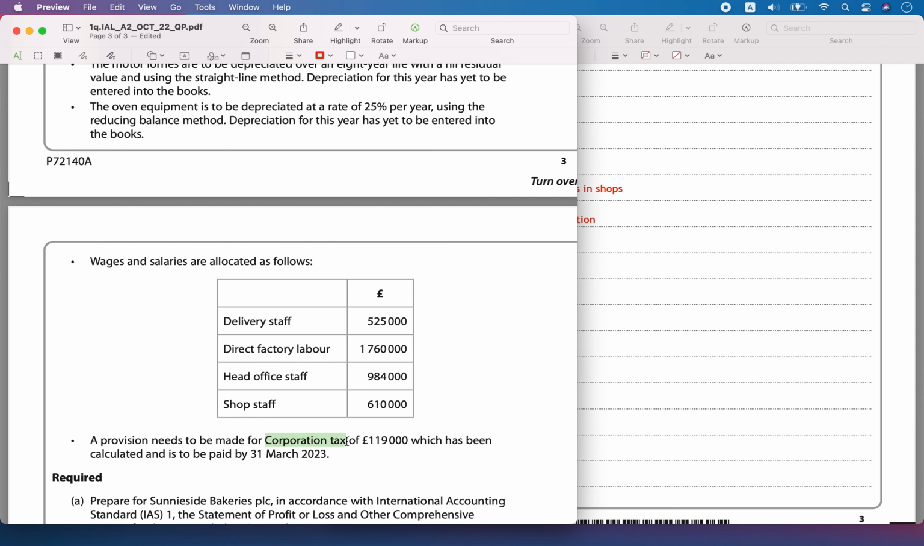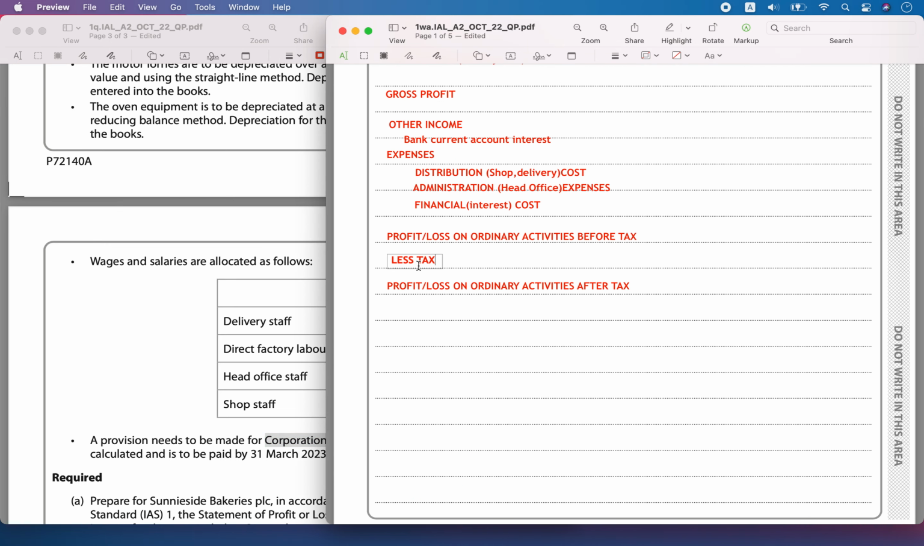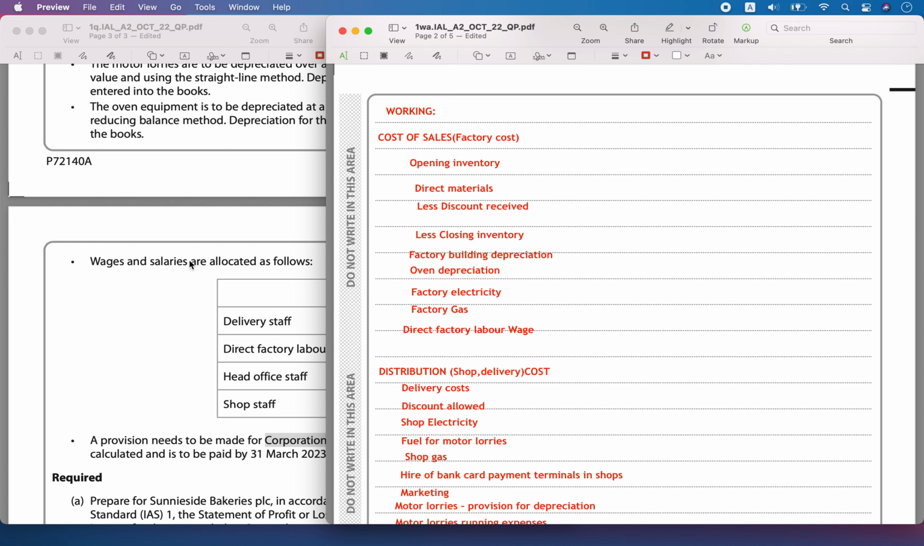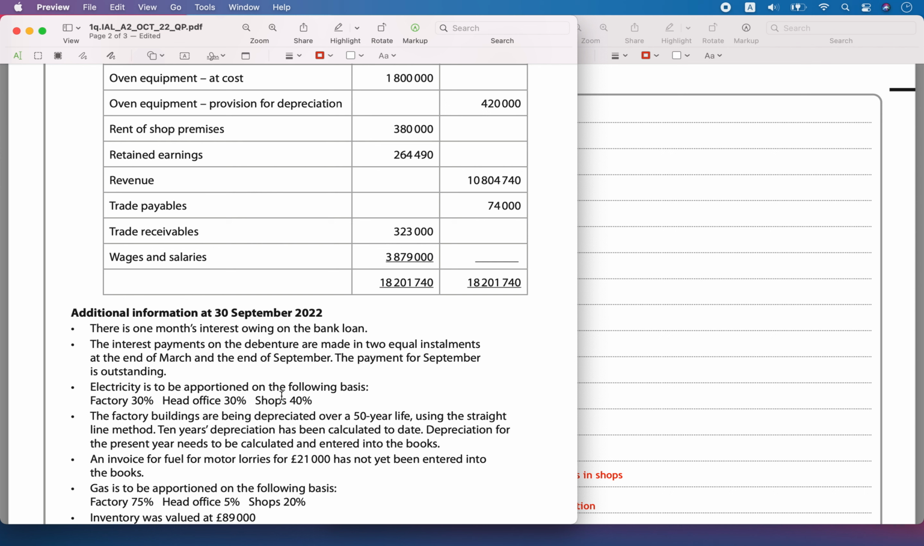Then corporation tax, this is the tax we are paying after calculation of the profit, so less corporation tax. Okay, we have to pay. Now let's start working on each. Okay, and we have to include the additional information also.